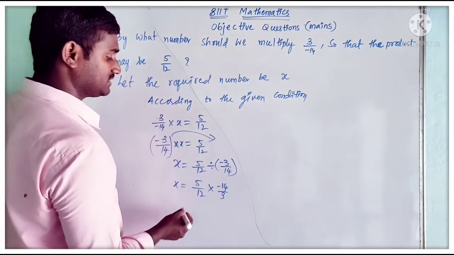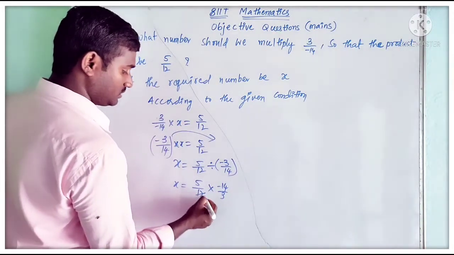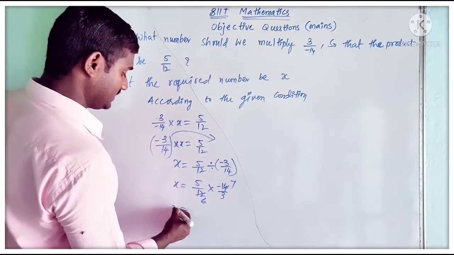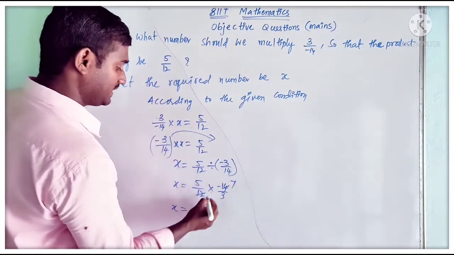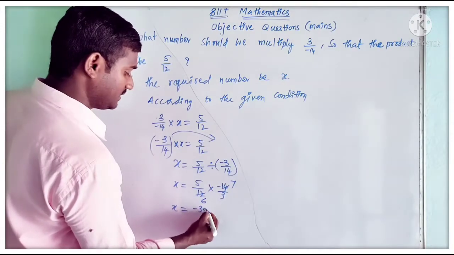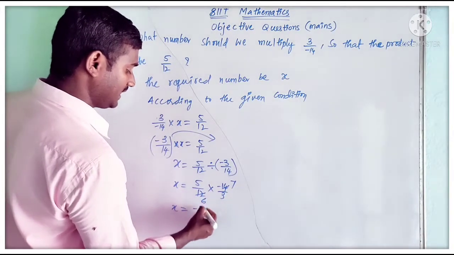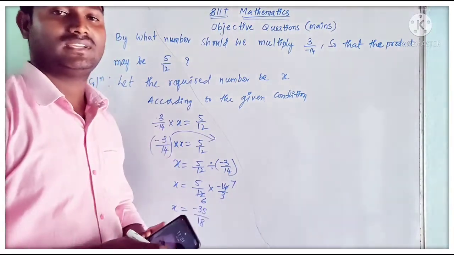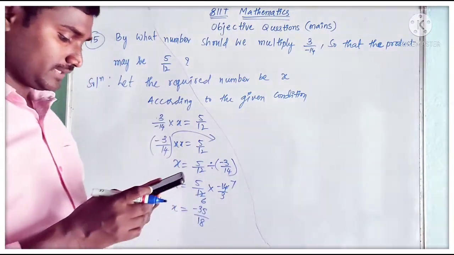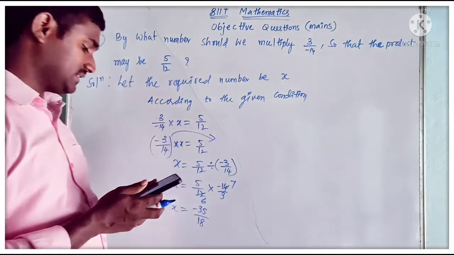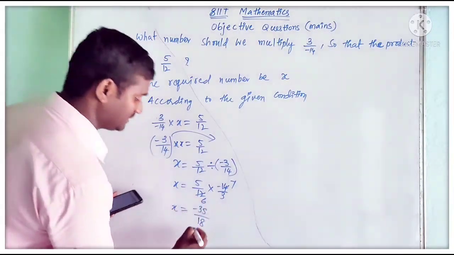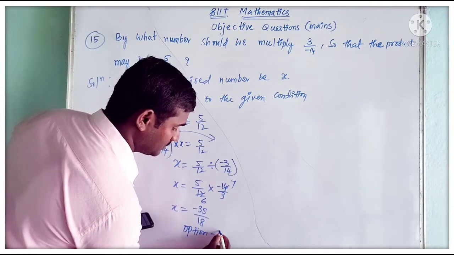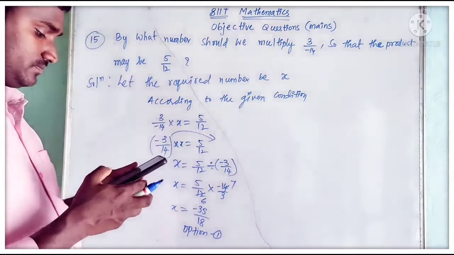Is there any cancellation? You can check. 2 6s are 12, 2 7s are 14. So next, x equal to 5 into minus 7, minus 35, and 6 into 8, 6 3s are 18. Do we have the answer? Yes. The first option is the correct option. Option 1 is the correct option.